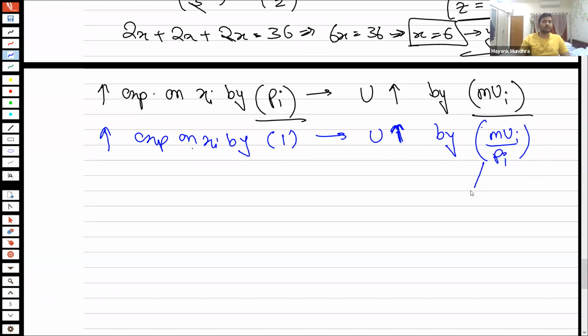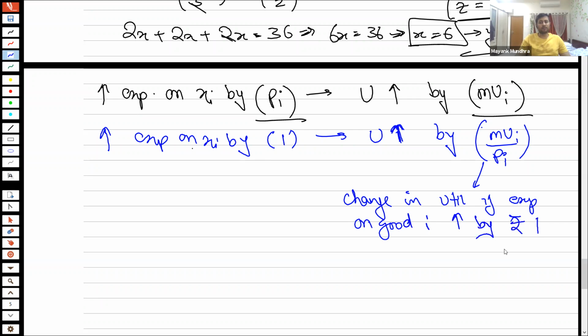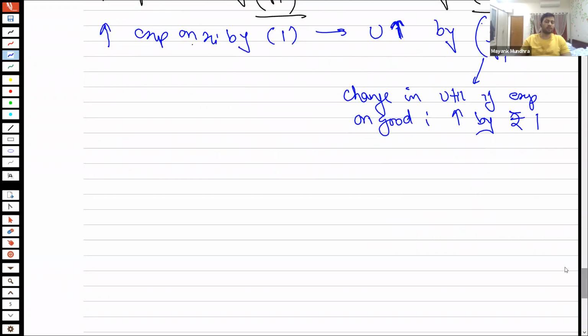So MUI by PI is nothing but the change in utility if expenditure on good I increases by 1 rupee. So if you somehow got 1 rupee extra from somewhere and you put this 1 rupee in good I, your utility would go up by MUI by PI. Okay, so the theorem, the result, is MUI by PI equals MUJ by PJ.